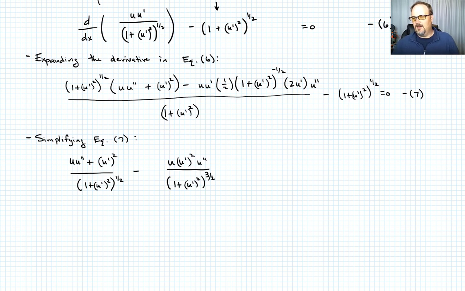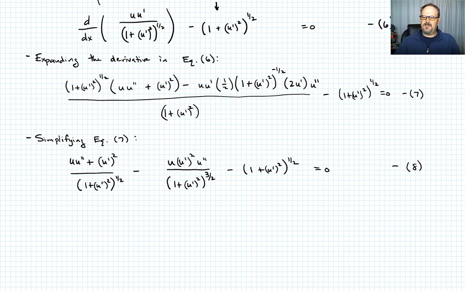Hopefully this is all not too terrifying. It's just basic algebra. Okay, and then we have this term 1 minus 1 plus u prime, the quantity squared, to the 1/2 equals 0. Okay, so let's call that equation 8. So we're working on simplifying this.